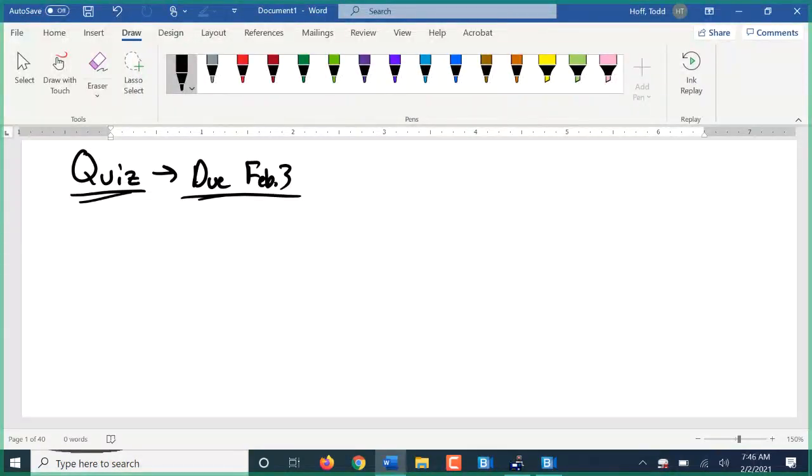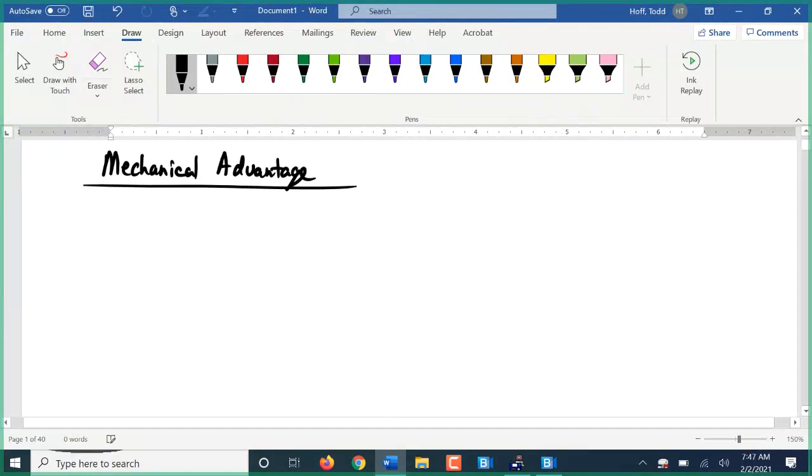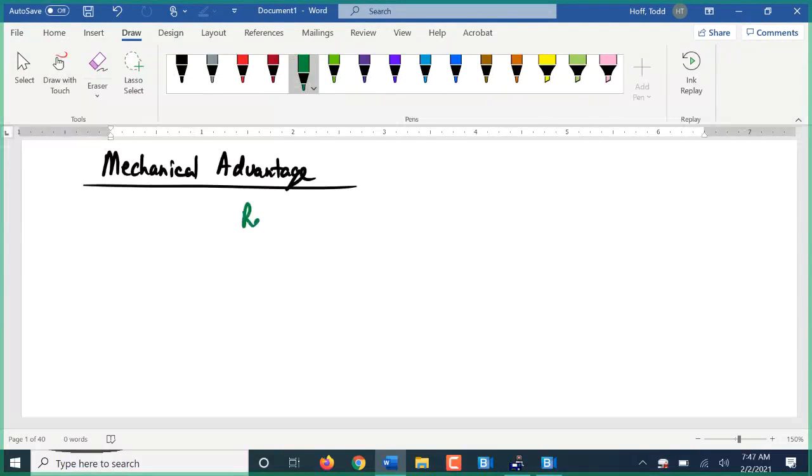So anyway, some other applications of these ratios and proportions that we're looking at. One is something called a mechanical advantage. Now, mechanical advantage comes into our simple machines. And what it is, it is a ratio of output force to input force.